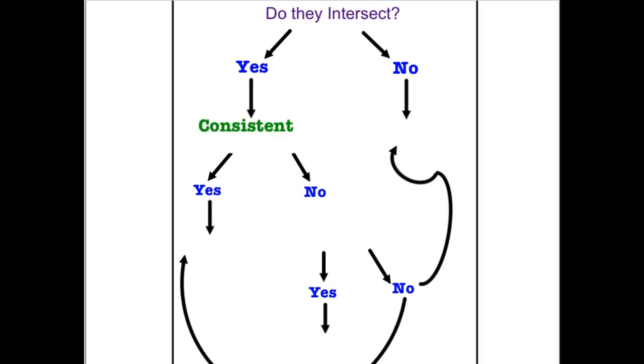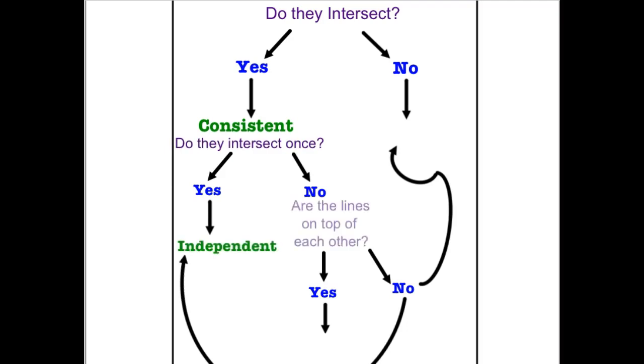Then you ask yourself, do they intersect once? If yes, then it's independent. If no, then you want to know, are the lines on top of each other? If yes, they are dependent. If no, then you made a mistake and they're actually independent. Now, when you asked if they intersect, if you said no, then that means they're inconsistent. And if the lines are not on top of each other, you made a mistake. Either it's independent or it's inconsistent, but it's not consistent, dependent.